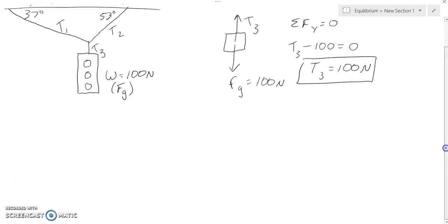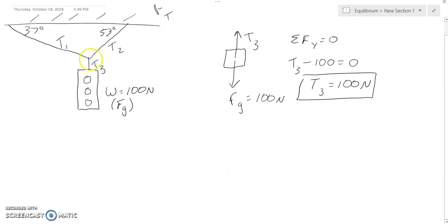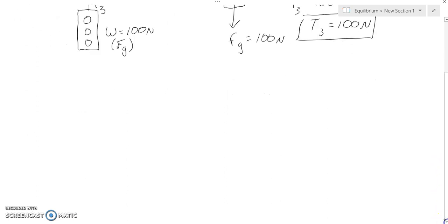To get T1 and T2, I'm going to draw a free body diagram of the junction of the wires. So like right in here. Alright, so I'll do that down here. We've got this point. We've got T2 going up this way. We've got T1 going up this way. We've got T3 going down, which I know is 100 newtons.